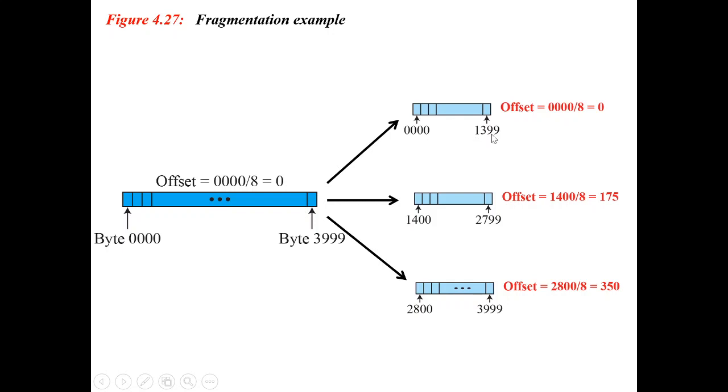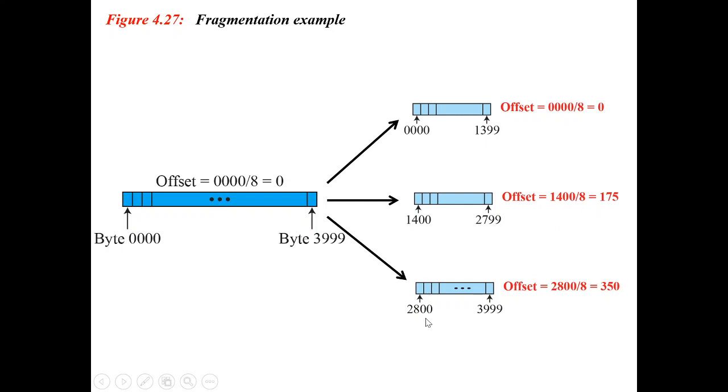Then the offset is calculated as the first byte, that is 0000 divided by 8, so that is equal to 0. The second fragment starts from 1400 and ends at 2799. So the offset value is calculated as the first byte of that fragment, that is 1400 divided by 8. So the offset value is 175.